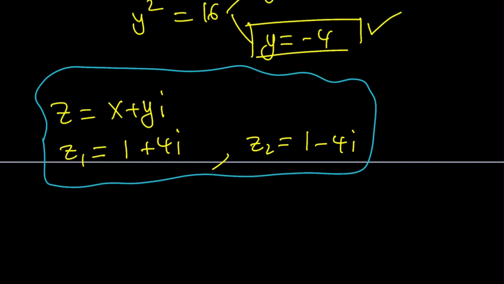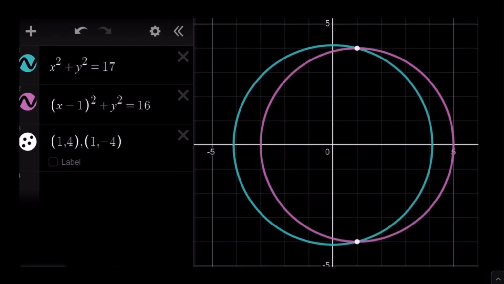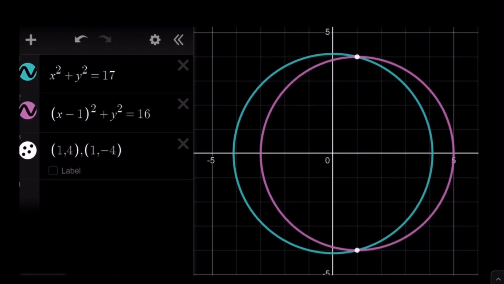Let's go ahead and take a look at the graph real quick and talk about the meaning of the system. So when we're given a system with absolute values, it usually means the graph of something. In this case, we're talking about two circles. And guess what? They intersect at exactly 2 points. And those points are (1, 4) and (1, -4), which are the solutions to our system.